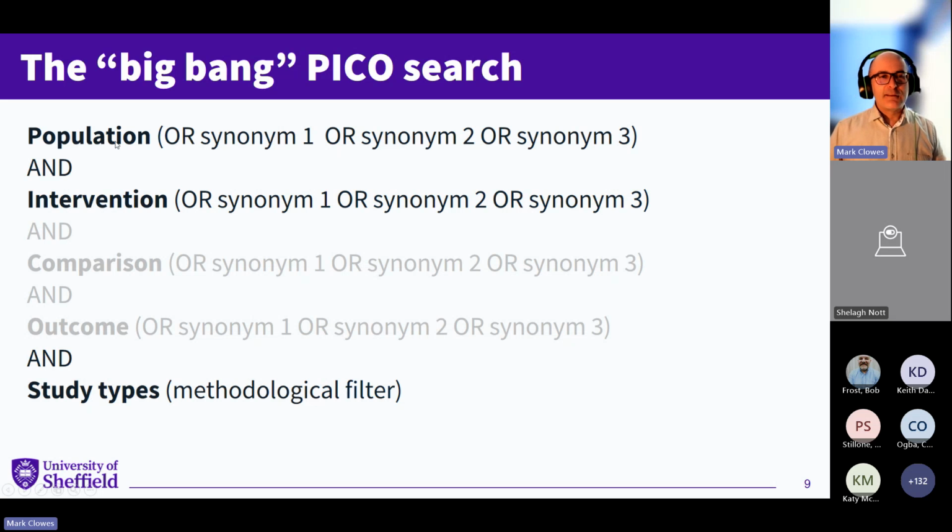And in each case, we'd search for our concept, and then we'd search for a series of synonyms or related terms around that concept. We combine the synonyms with OR, and then we combine the different concepts with AND. So you've probably seen things like this many times before, but just in case you hadn't, that's what I'm talking about when I talk about a traditional big bang search.